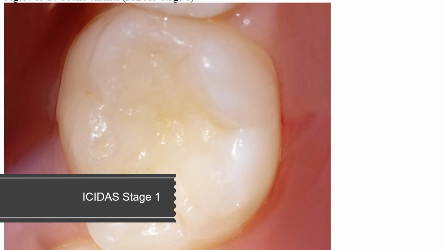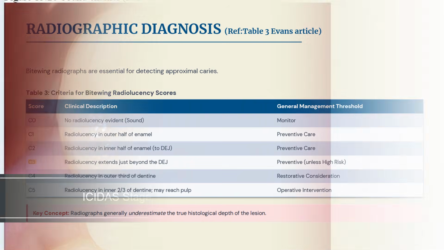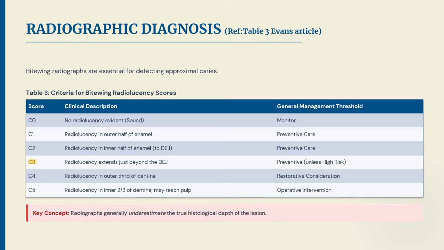So one, you can see that there is not much there. There you can see literally not much. So 0 was nothing. 1 is slight, like imagine pits and fissures and those kind of things. Now that was caries classification, ICDAS, right?